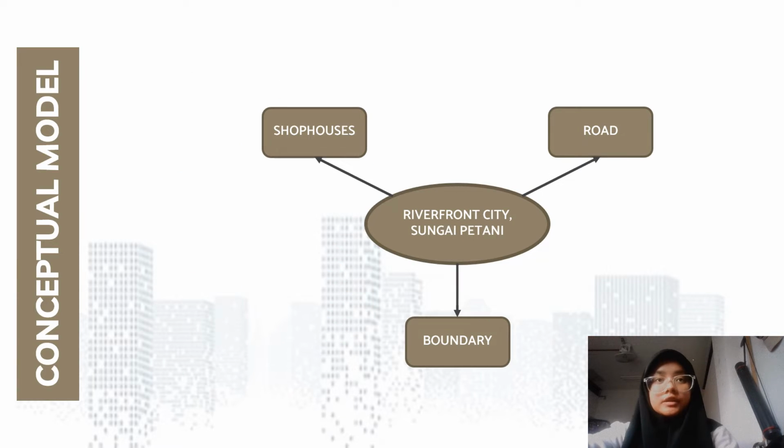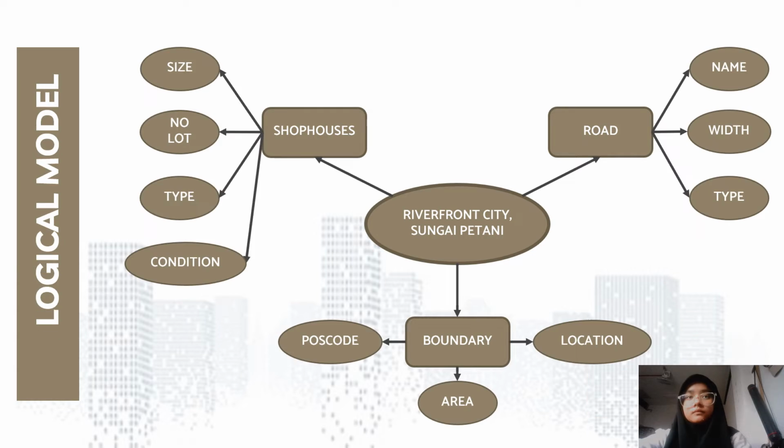For the conceptual model for the Riverfront City, Sungai, the case study, it is divided into 3 entities: shop houses, road, and boundary. Then for the logical model, from the 3 entities, shop houses, road, and boundary, they are divided by attributes. For shop houses, they have size, number of lots, types, and condition. For the boundary, they have postcode, area, and location, and for the road, they have name, width, and type.